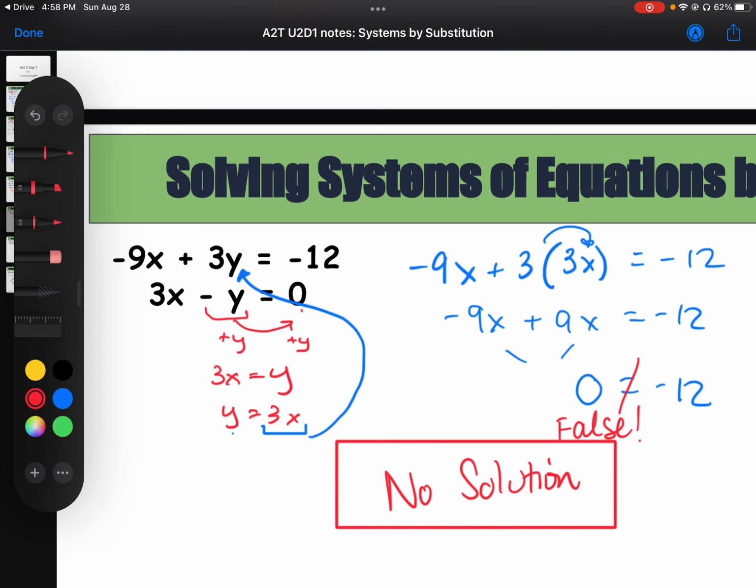If I were to put both of these equations, 1 and 2, into slope-intercept form and then graph them, they would both end up being parallel lines. They would have the same slope. They would never intersect each other.